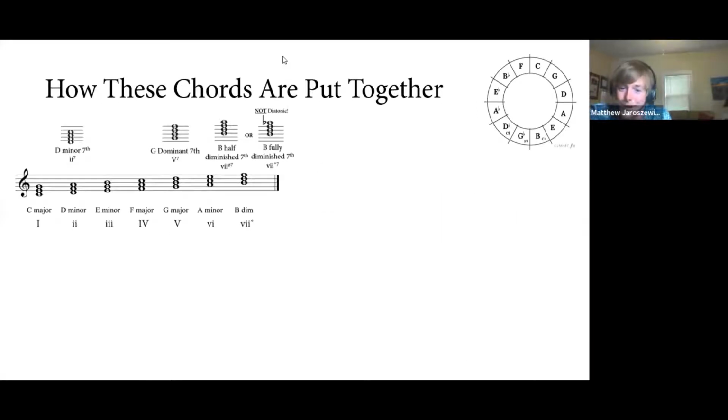So, how do we put this all together? This is where we really get into how music works. On the top left side of your screen, you have exactly what we just had on the other screen: all of the triads and 7th chords that are going to appear commonly in a major key.